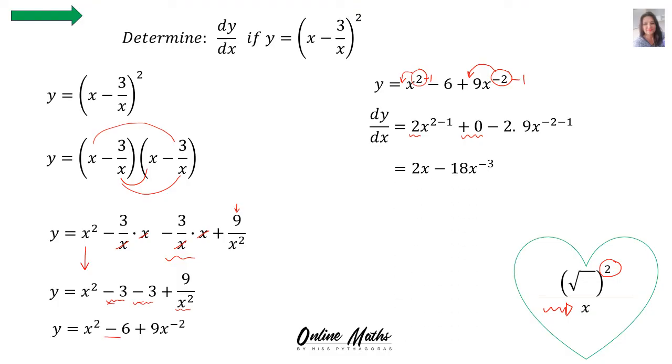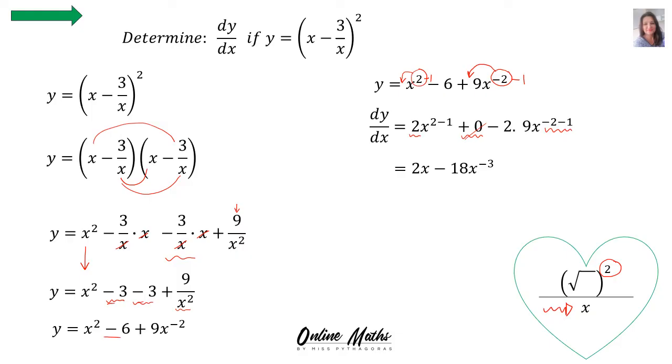Therefore, the first term will become, if you look at the exponent, x to the 2 minus 1 is just 1, and you don't even have to write that invisible 1. So the answer there is just 2x. You don't have to write the plus 0. And then here, minus 2 times 9 is minus 18. And then on your exponent, negative 2 minus 1 is negative 3.